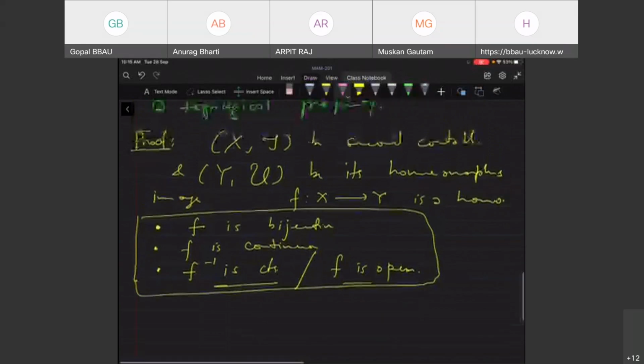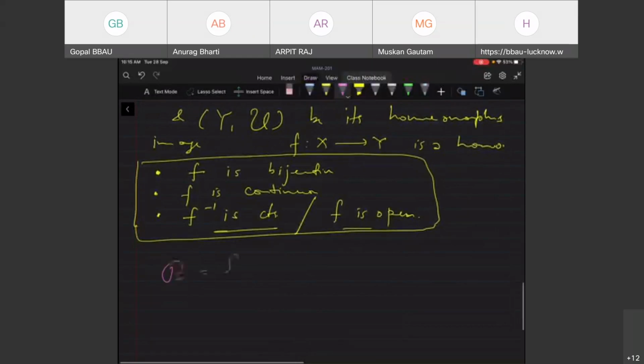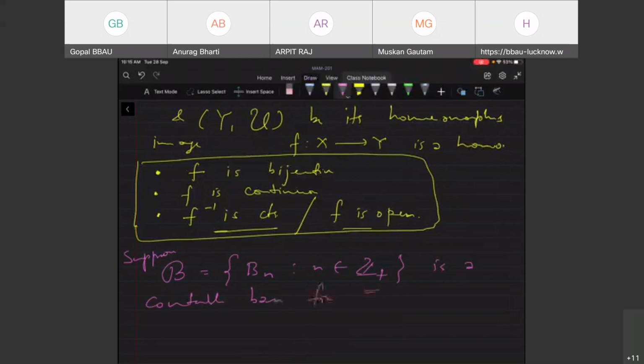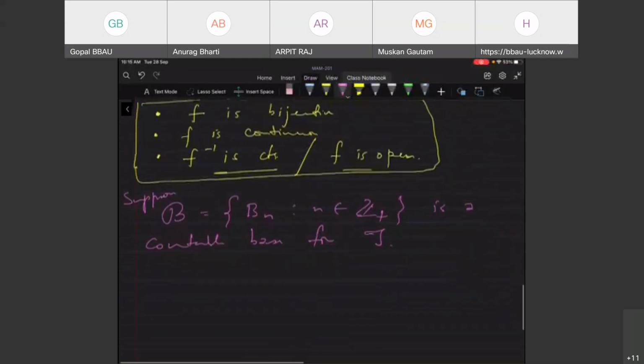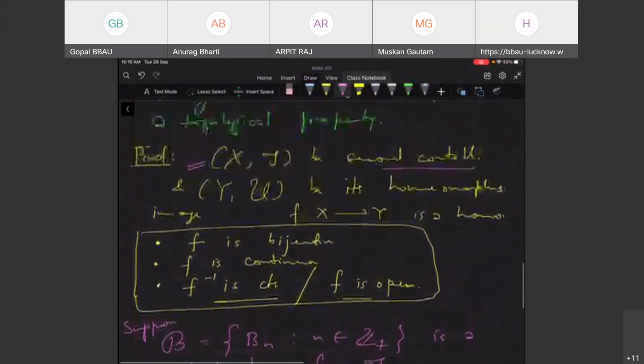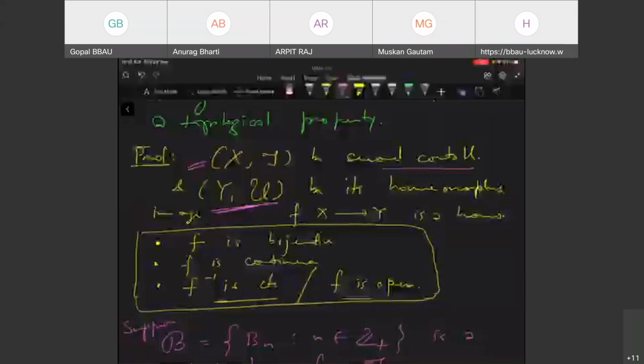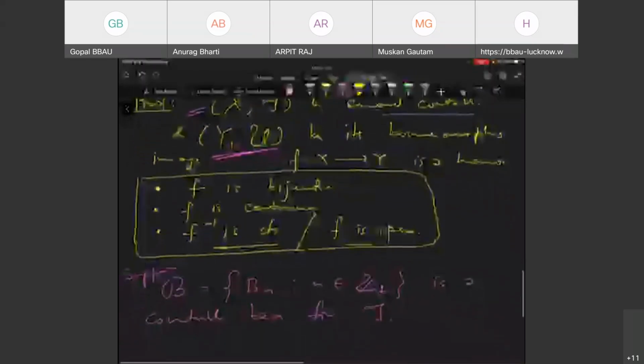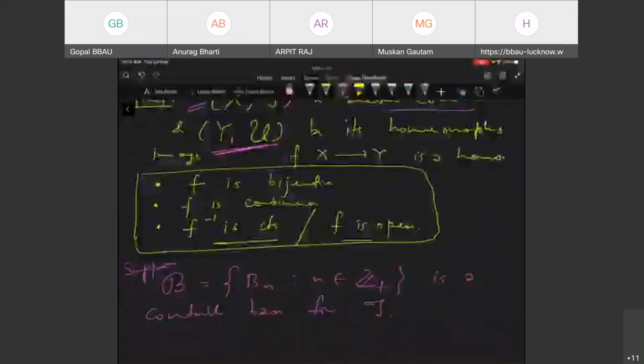So now it is given that X is second countable. This means there exists a countable base. Suppose B given by this collection is a countable base for tau. So what we will do is show that there exists a countable base for this topology U on Y. So what would be the natural candidates for a base? Can anyone guess what would be the natural base for Y?